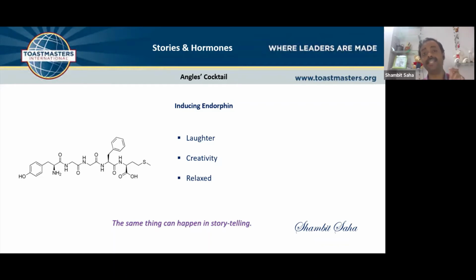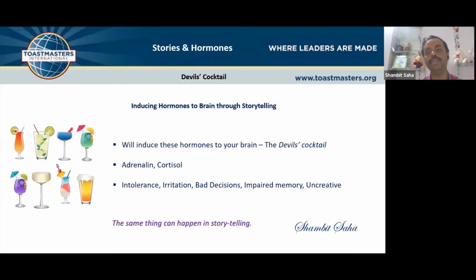Well, what if we can take this power and use it in our business and day-to-day life? But before we go into that, there is something I want to introduce to you, the devil's cocktail. The devil's cocktail has only 2 hormones, adrenaline and cortisol. What these hormones do is bring in intolerance, irritation, bad decisions, impaired memory, and lack of creativity. All the negative things that happen to you are because of these hormones, when your brain is filled with these hormones. And I'll tell you what an angry story or a bad story looks like.